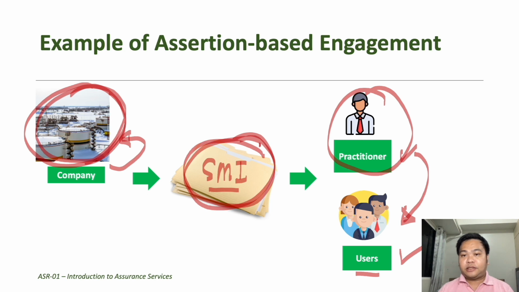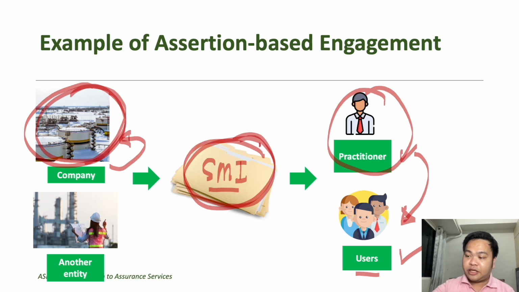Okay? So another example of assertion-based engagement is that it's also possible that another entity performs the measurement or evaluation. So let's say the parent company of the oil company or an engineering firm made the measurement or the evaluation of the oil reserves, and then included it in the subject matter information or representation, and it's available to both the practitioner and the interested users. Because the subject matter information is available to the interested users, that is still an attestation or assertion-based engagement.